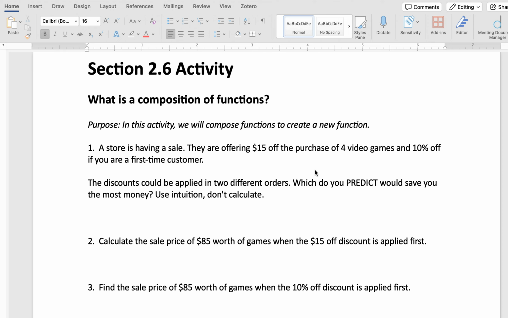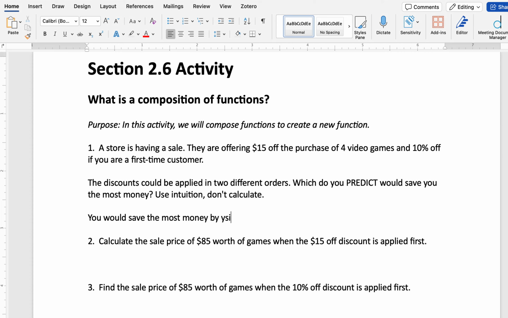So if you think about it, if we do the $15 off, it's going to take $15 off regardless of when we apply it. But with 10% off, the more that we're spending, the more money we're going to get off of our price. So if I spend $100, that's going to be $10 off. If I spend $200, that's going to be $20 off. So we want to use that coupon when the price is the highest. And in this case, that's going to be before we use the $15 coupon. So you would save the most money by using the 10% first, since you are taking 10% of a larger amount.